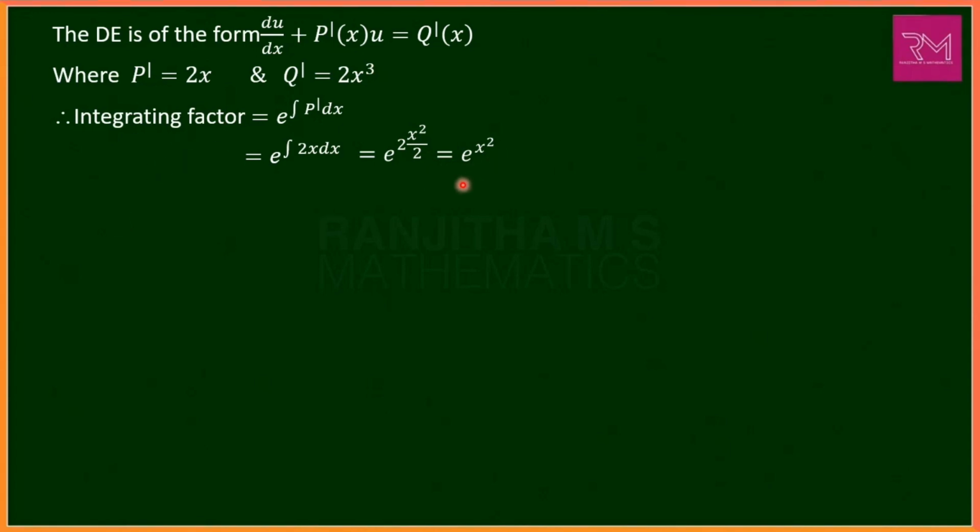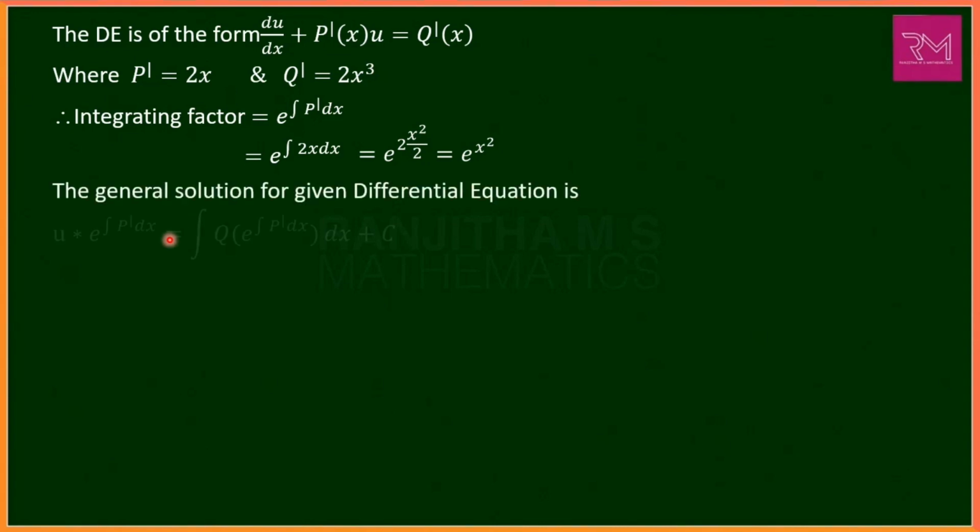Once you obtain the integrating factor, the general solution is given by u into exponential power of integral of p dash dx, which is equal to integral of q into exponential power integral p dash dx, into dx plus c. Substituting q value and integrating factor value, we get u into exponential power x square, which is equal to integral of 2x cube into exponential power of x square into dx plus c. Now we have to integrate this value.